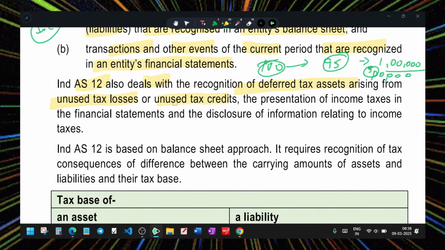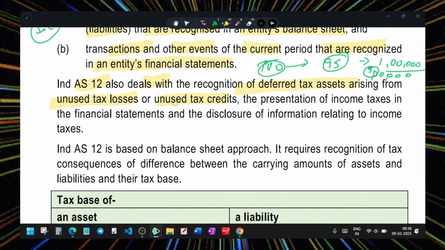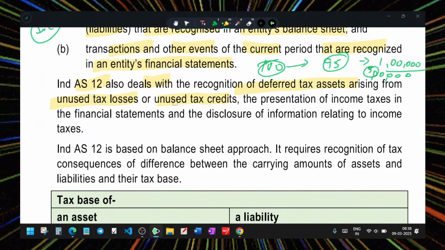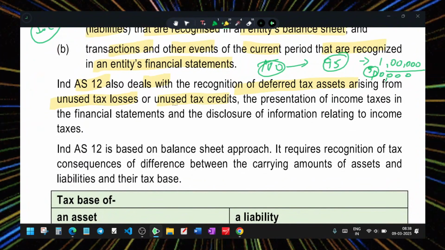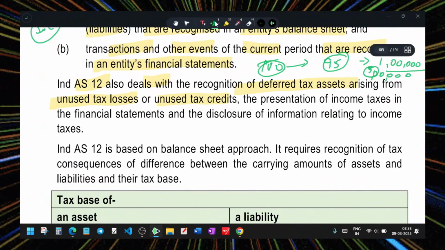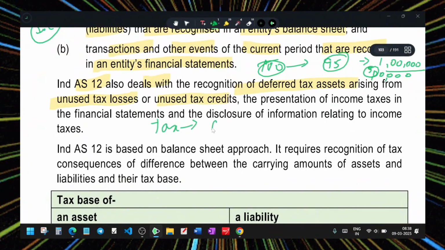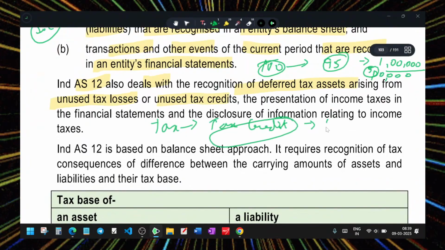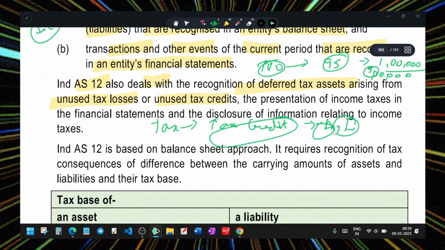So when you go for MAT, minimum alternative tax, that will create a tax provision based upon the differences between the depreciation or the expenses, and you need to pay some taxes. Now the tax I will pay will be in my tax credit. A tax credit can be either an asset or a liability. That is also to be recognized. That has been said in this Ind AS.